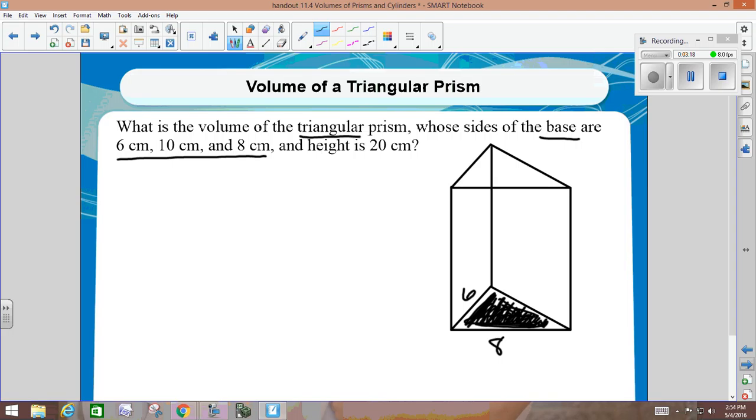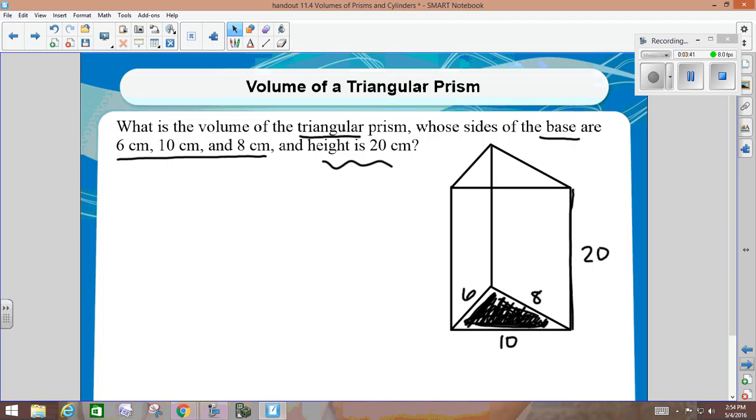How am I supposed to know that? That one's next to 6 too. To the right. There you go. And 10 on the bottom. And then the height of the prism is 20. So that's the thing that's connecting the 2 triangles. That's your 20.